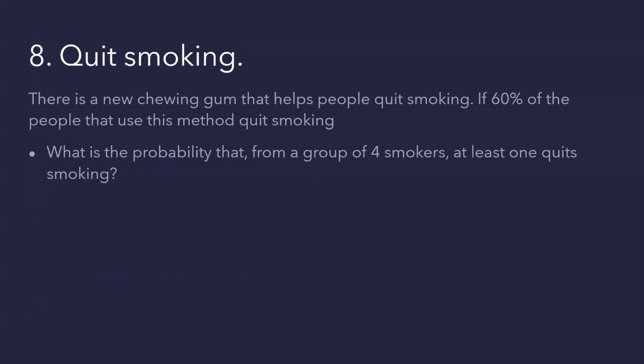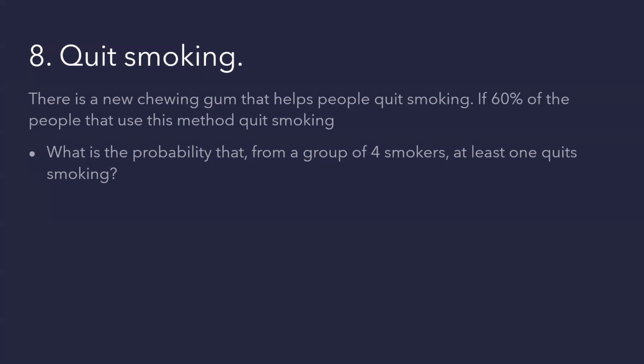Now we can move on to quit smoking. There's a new chewing gum that helps people quit smoking. If 60% of the people that use this method quit smoking, what is the probability that from a group of 4 smokers, at least one quits smoking? Okay. So we know that 60% of them quit smoking with this bubble gum. What they're asking here is, what's the probability that from a group of 4 smokers, at least one quits? So the other 3 might not necessarily do it.